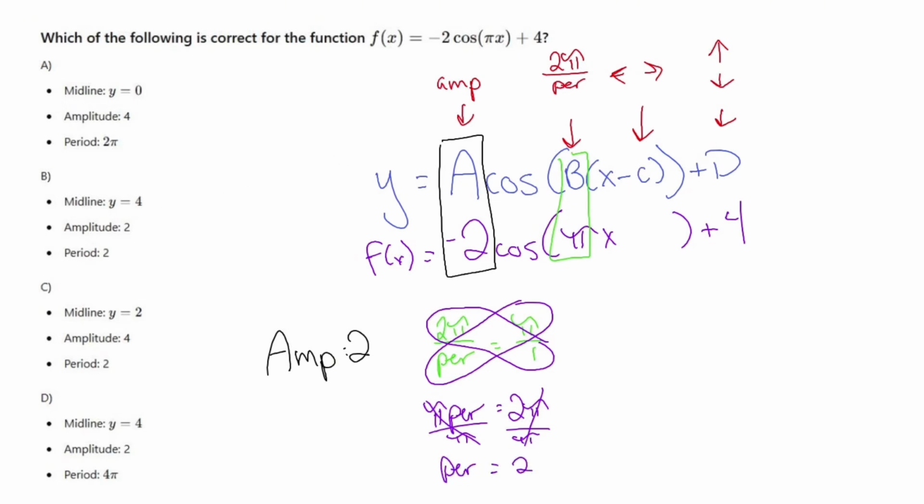We're not moving left or right at all. And then we can also say that since this is plus 4, this is a vertical translation of 4. What this also means is if we move this up 4, that D is my midline. So my midline is going to be the equation y equals 4. So amplitude of 2, period of 2, midline of y equals 4, we are going to get B. That's how you do it.